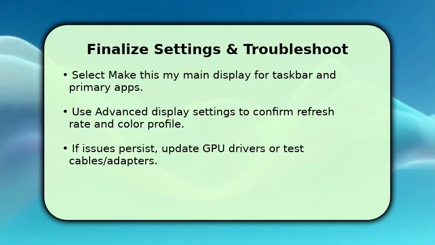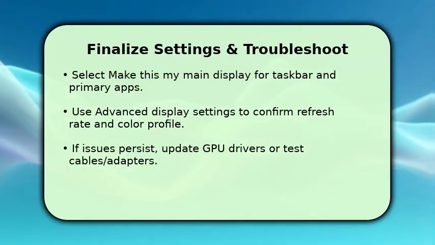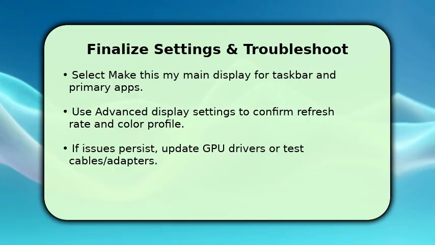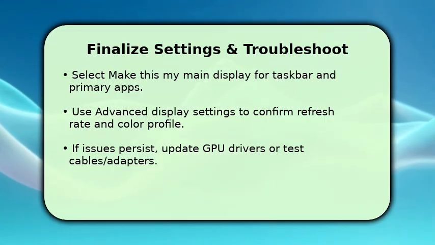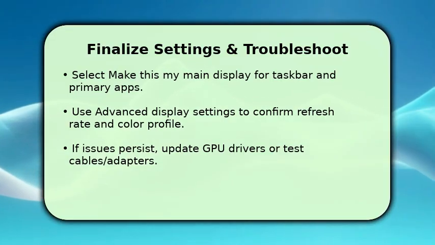To finish, choose which monitor should be your main display so the Start menu and apps open there, then click Apply to save changes. Visit Advanced Display Settings to confirm refresh rates and color profile for smooth motion and accurate color. If a screen won't show, try unplugging and replugging cables, switching ports, or rebooting.